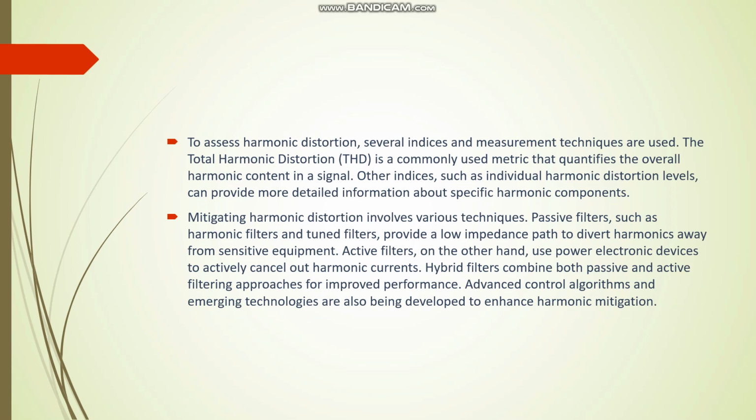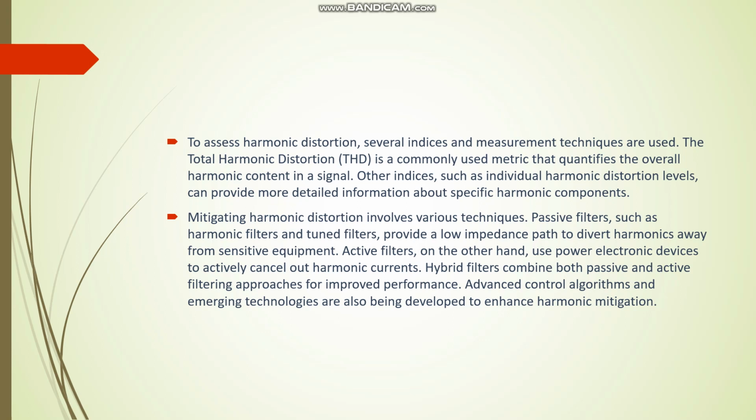To assess harmonic distortion, several indices and measurement techniques are used. The total harmonic distortion is a commonly used metric that quantifies the overall harmonic content in a signal. I gave information and formulas about total harmonic distortion in my file, sir. Other indices, such as individual harmonic distortion levels, can provide more detailed information about specific harmonic components.